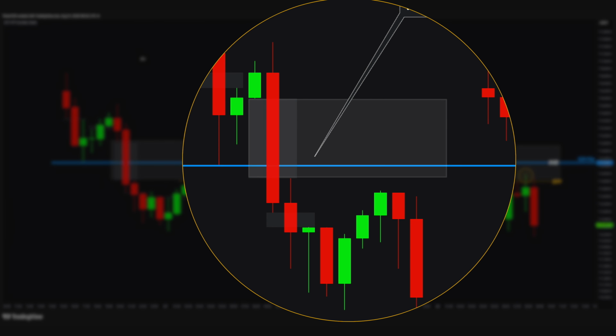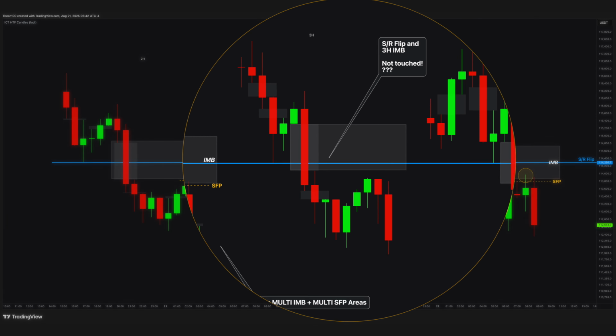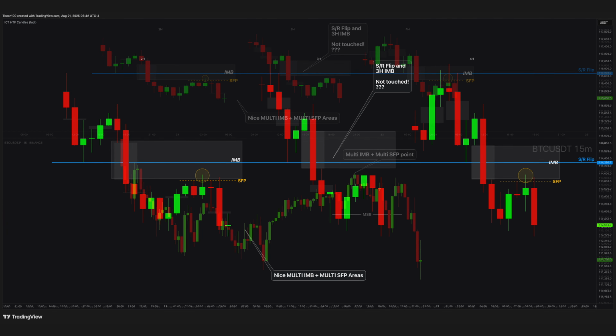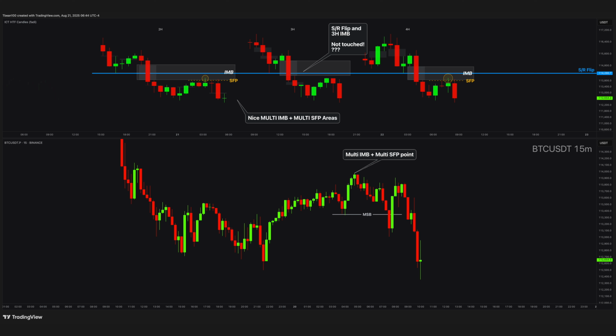This imbalance here has never been touched before. If you carefully look at it, you will also notice that the SR Flip level has not been hit either. Now, when looking at the lower time frames, such as the 15-minute chart, you can clearly see that the market structure actually breaks right at the point of multiple imbalances and swing failure pattern. This becomes a very classic low time frame trade entry. We are just following the structure closely.